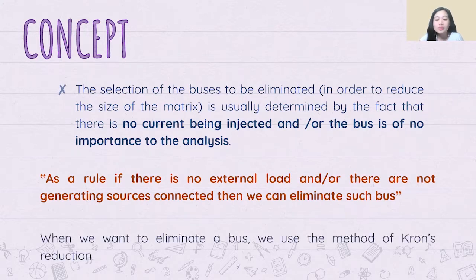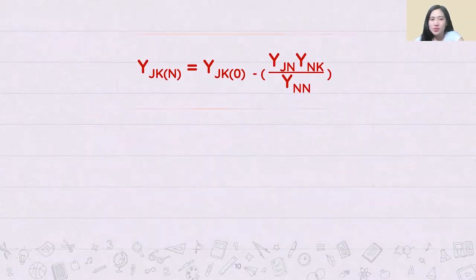So when we want to eliminate the bus, we use the method Kron's reduction. Okay, now, moving forward to the formula to be used. So ito yung formula natin, which is y sub jkn equals y sub jko minus quantity y sub jn times y sub nk all over y sub nn.